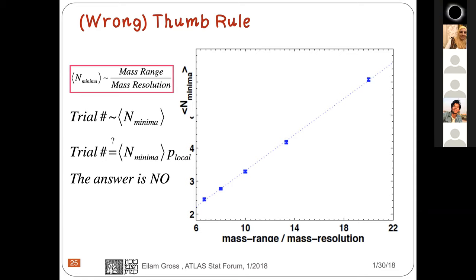Why is it the p local? Because it's the probability to have it at 10, plus the probability to have it at 20, plus the probability to have it at 30, and so on. Each time it's the probability to have it at some search range. So it's the number of local minima times p local. But this happens to be not the case.